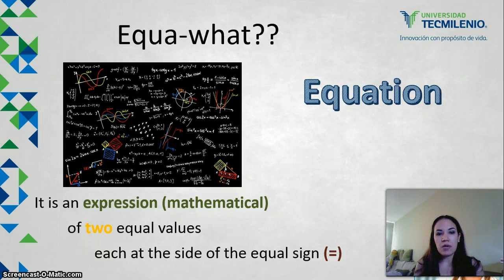So an equation simply says that two values that are expressed at one side and the other side of the equal sign have the same value. Okay. The formal definition for this is that an equation is a mathematical expression of two equal values, and each one of these values is expressed at each side of the equal sign. So we have a value on the left and a value on the right.